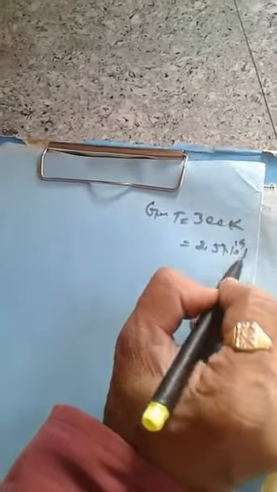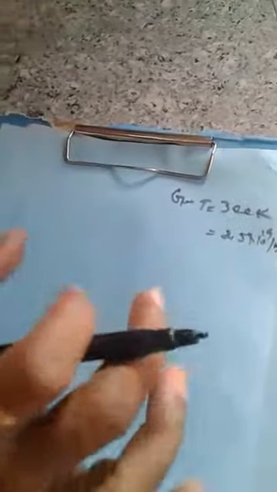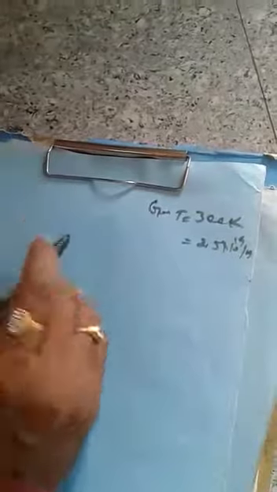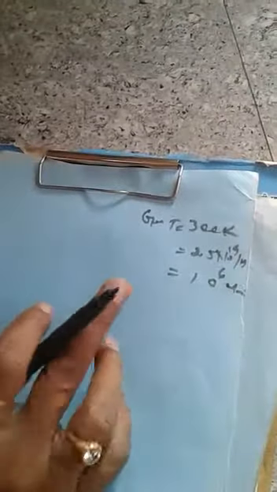The pure germanium at 300 Kelvin has a density of charges 2.5 into 10 to the power of 19 per meter cubed. A specimen of pure germanium is doped with donor impurity atoms at the rate of 1 impurity atom for every 10 to the power of 6 atoms of germanium.